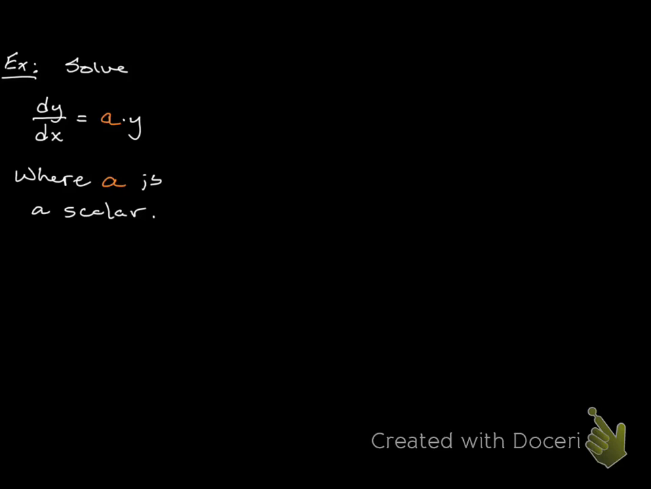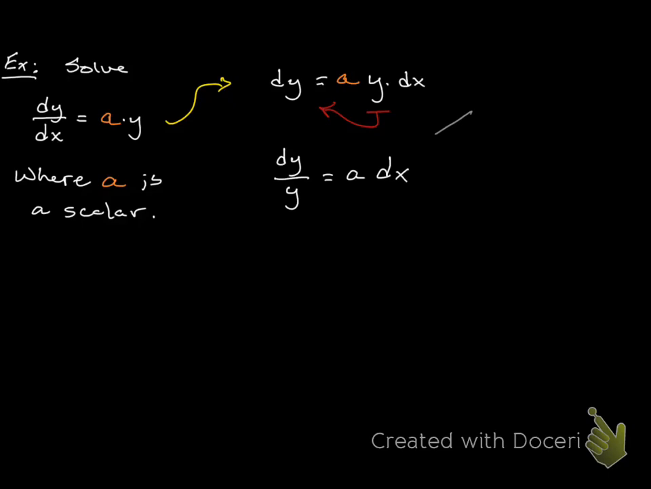Now, there's a rigorous way to show this, and I'll do that here. Basically, what we do is we separate. So what I've got going on here is I've multiplied both sides of this equation by dx, and I'm also going to divide both sides of the equation by y to get dy over y is a dx. The reason I do this is it allows me then to integrate both sides of this equation. This is what we refer to as a separable differential equation. This implies the differential equation is separable, right? I can separate y's from x's.